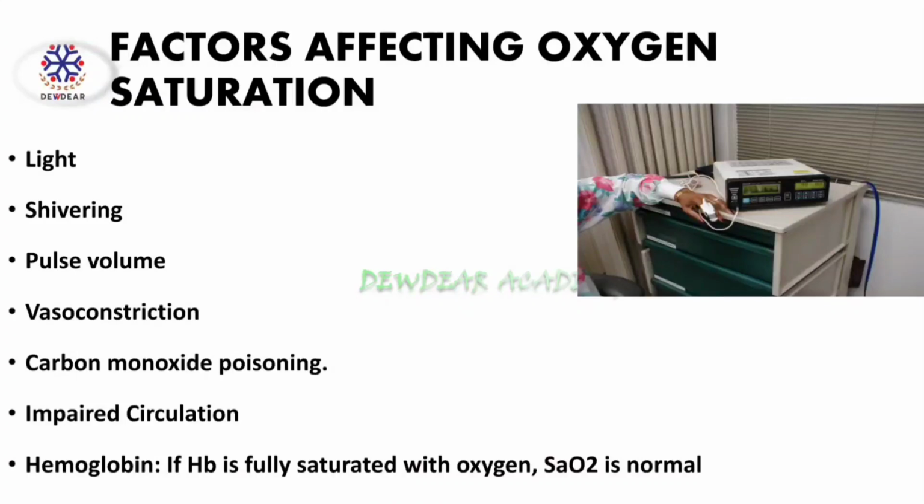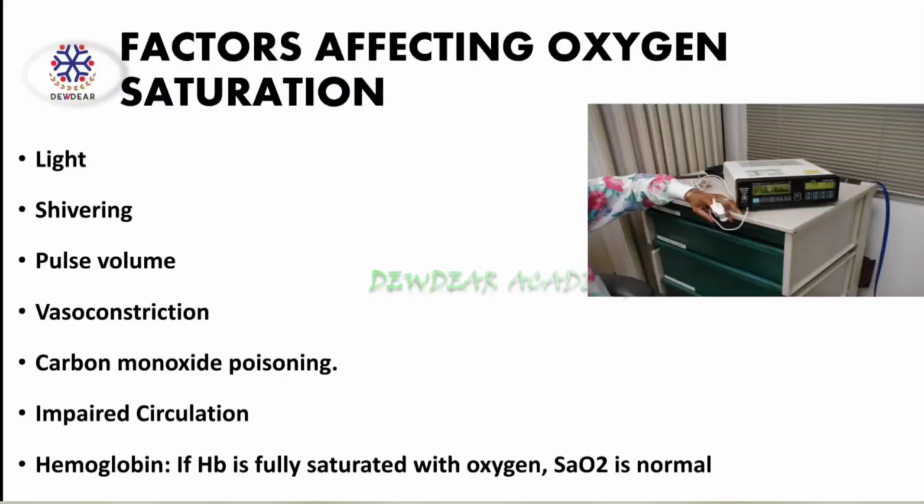Then carbon monoxide poisoning. Carbon monoxide poisoning may give a falsely high saturation reading. That is, the carbon monoxide binds very well to hemoglobin and displaces oxygen to form a bright red compound called carboxyhemoglobin. So that is also a factor affecting the oxygen saturation. Then next, impaired circulation may also affect the oxygen saturation.